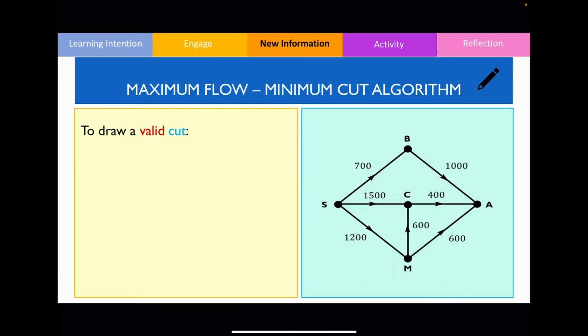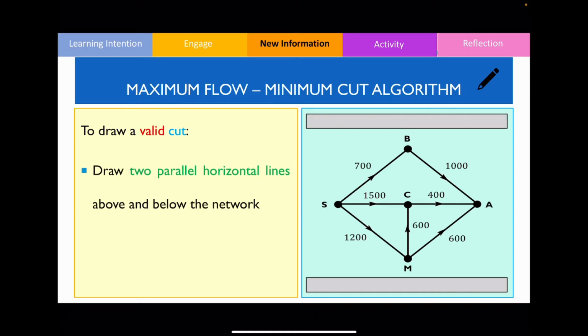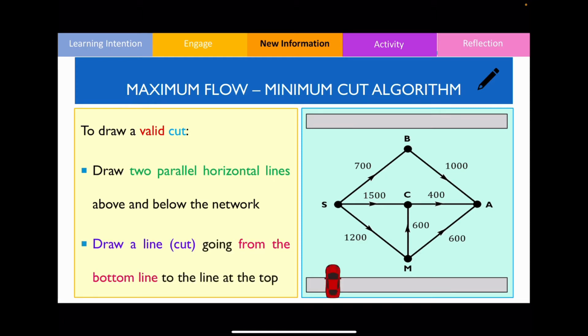In order to draw a valid cut in any flow diagram, it might be useful to draw two horizontal parallel lines found above and below the network. You can draw them like this. Afterwards, think that you're in a car on the bottom line, and your objective is to move from the bottom and reach the top horizontal line. In doing so, you've drawn a cut. An example of that is by going through in this manner over here. So that is an example of a cut.